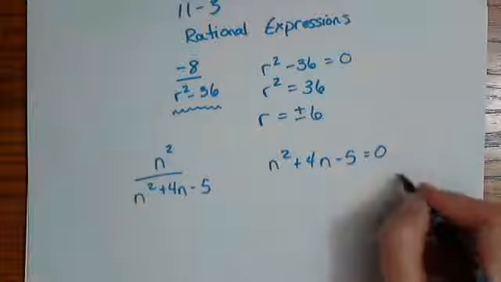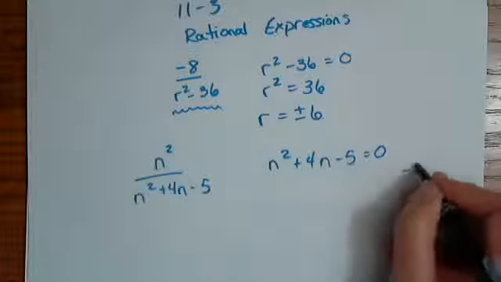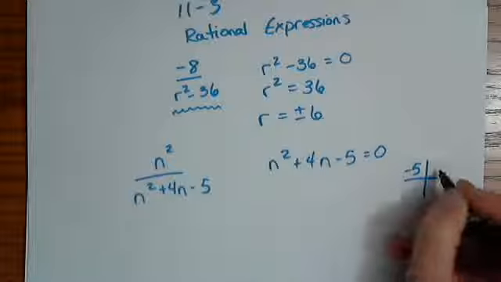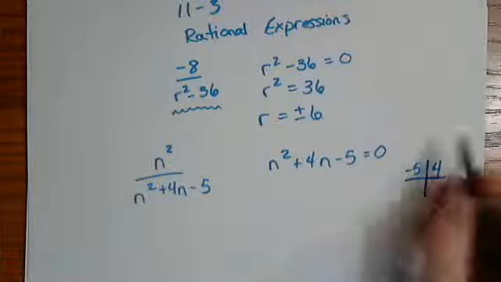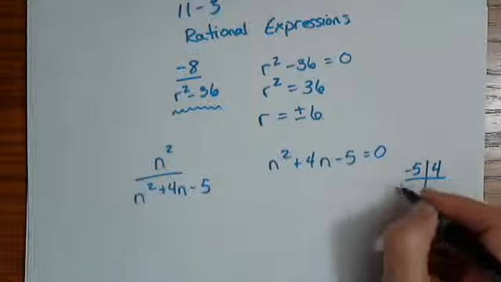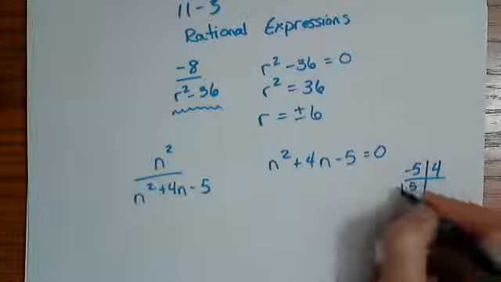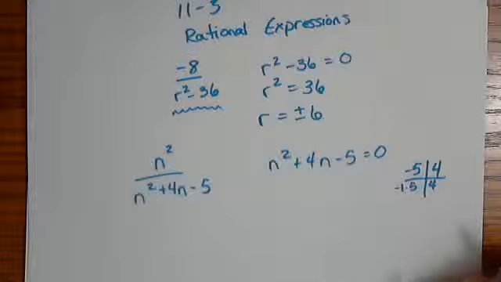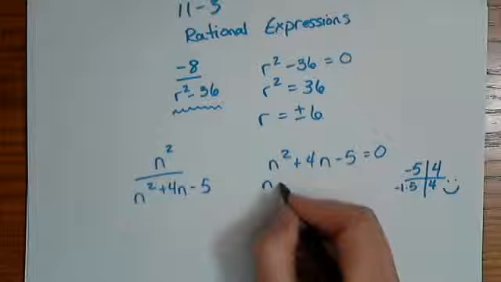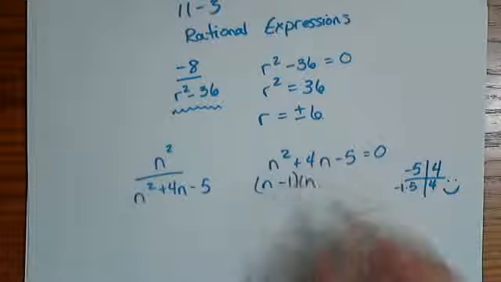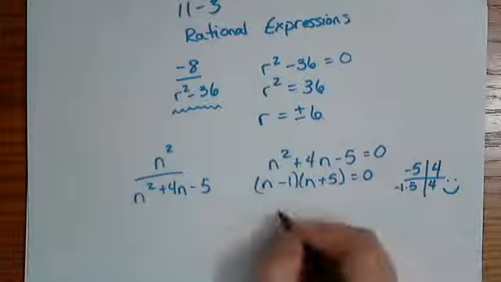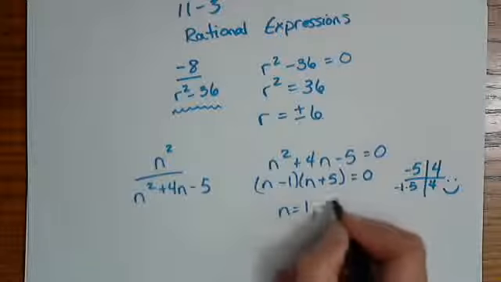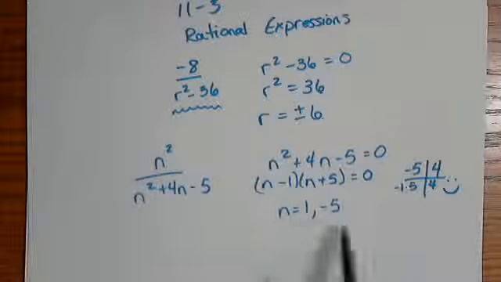So again, if we're factoring, we need to find numbers that multiply to negative 5 and add to a positive 4. Multiply to a negative 5, so that would be like negative 1 times 5. And if we add these together, we get a positive 4, right? We like that. So that's going to be n minus 1 or n plus 5 equals 0. That means n equals 1 or negative 5 will be our solutions.